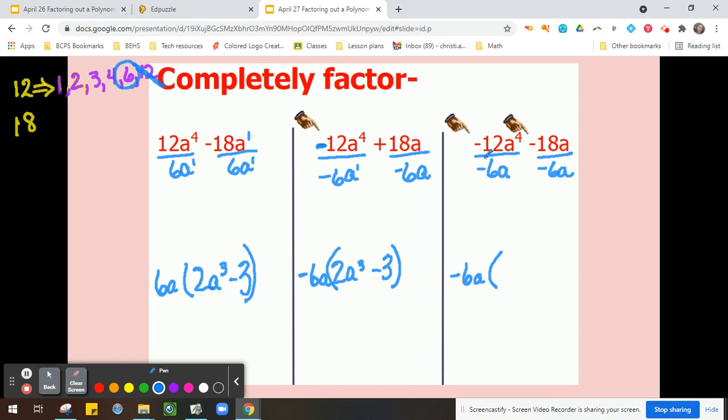Negative divided by negative is a positive. 12 divided by 6 is 2. Positive 2, a to the third. And negative divided by negative is positive. 18 divided by 6 is 3. And then a to the 1 minus 1 leaves me no a's in here.